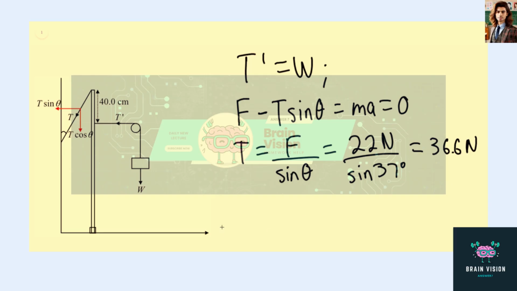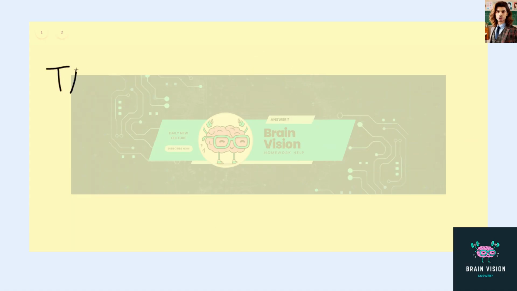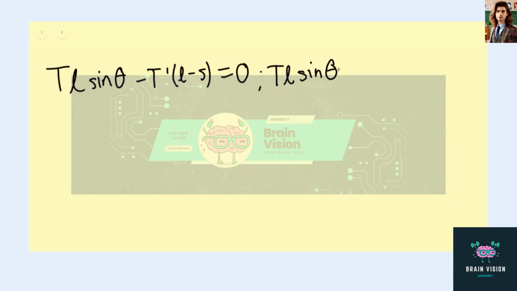So in order to find the maximum weight that it can carry, we can say that TL sine of theta minus T prime (L minus S) will equal 0. So here we're essentially taking the sum of the torques to be equal to 0 because this is in translational equilibrium as well as rotational equilibrium. So we can say that TL sine of theta minus the weight times (L minus S) will equal 0.